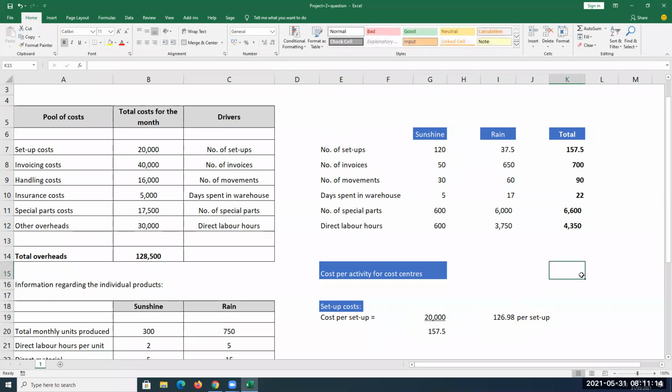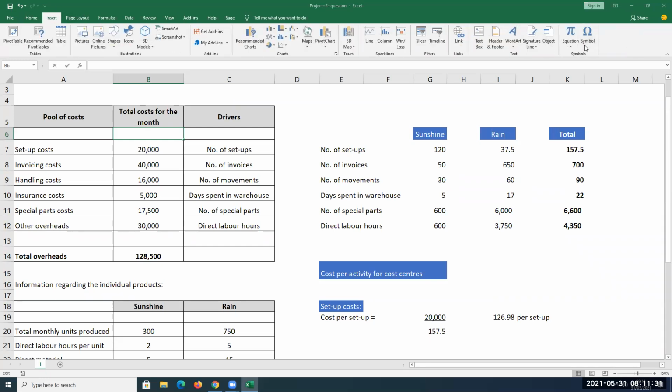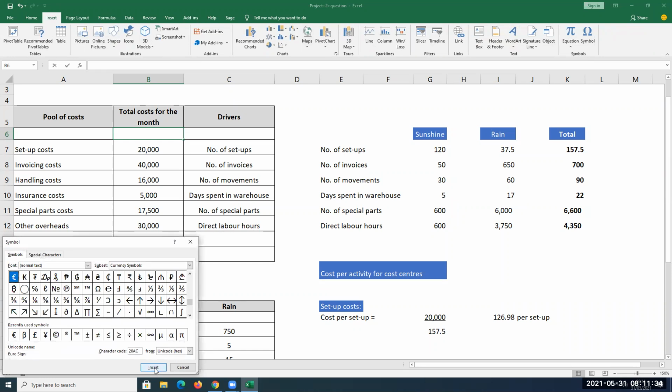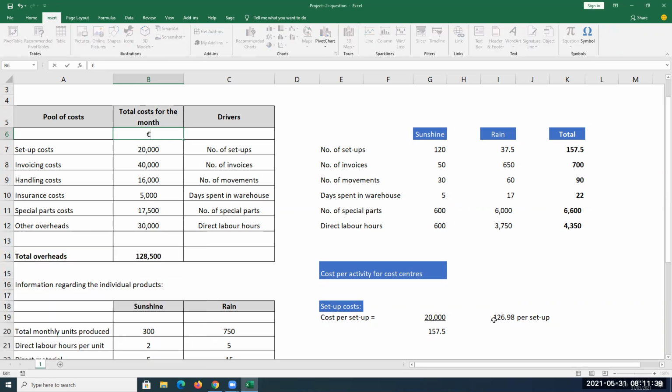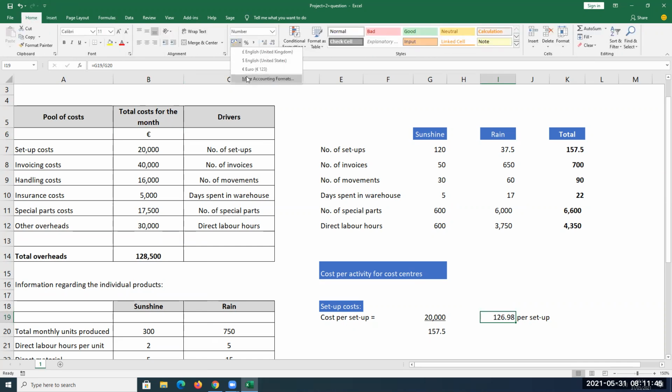Now, these figures are in currency. Let's suppose the currency is euro. I can use the euro symbol. Insert euro. So this figure is 126.98 euro per setup. So this is the cost for one setup.